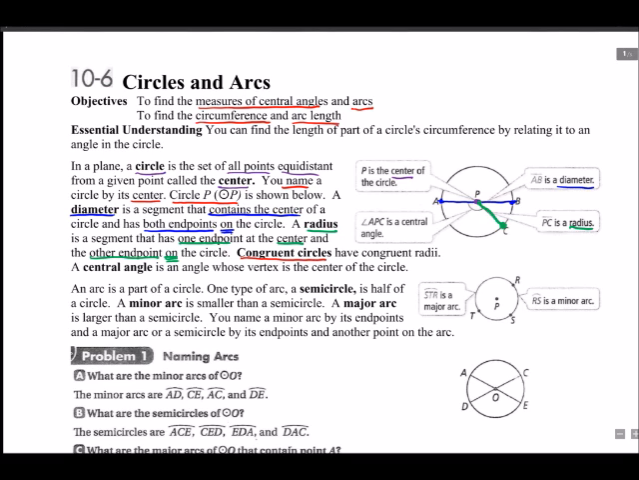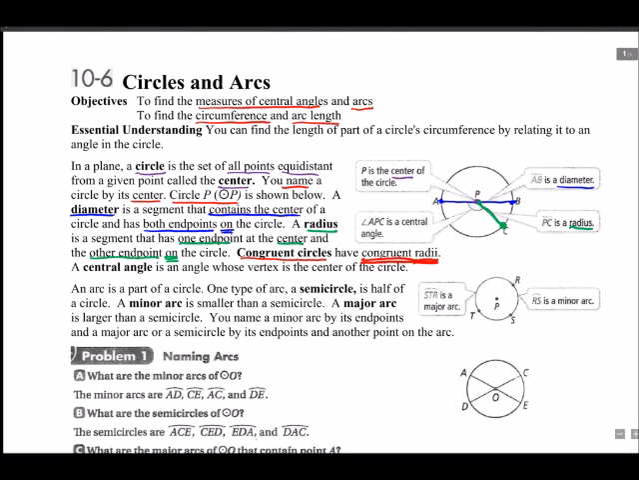Congruent circles, what does congruent mean? Exactly the same. Congruent circles have congruent radii. That is an extremely important idea there. If you have the same radius, you're the same circle.